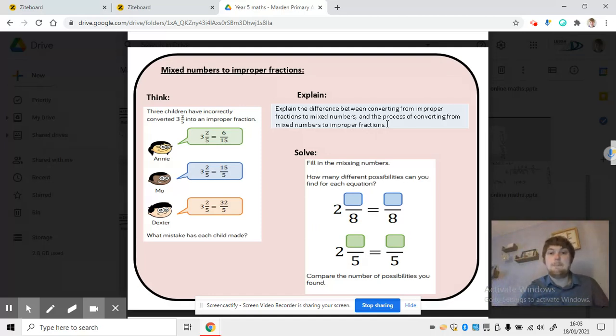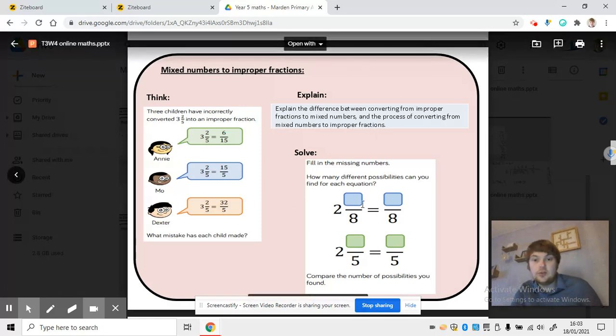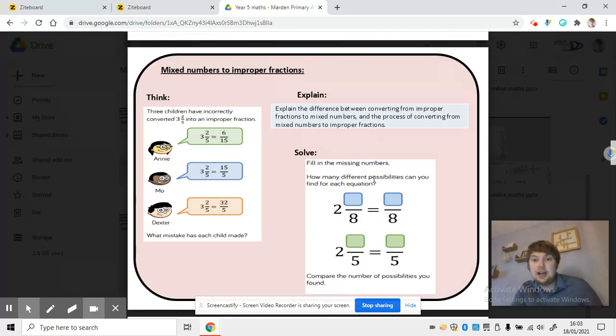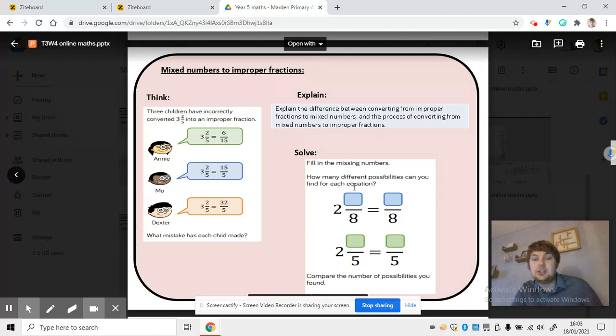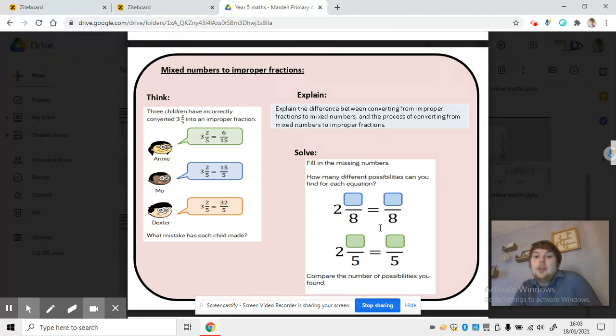And then on your solve, you've got to fill in these missing numbers, and it's how many different possibilities can you find for each equation. So 2 and what eighths is equal to how many eighths, or 2 and what fifths is equal to how many fifths. See if there are multiple solutions you can have to that, and that's again mixed into improper and bringing in your knowledge from both days.